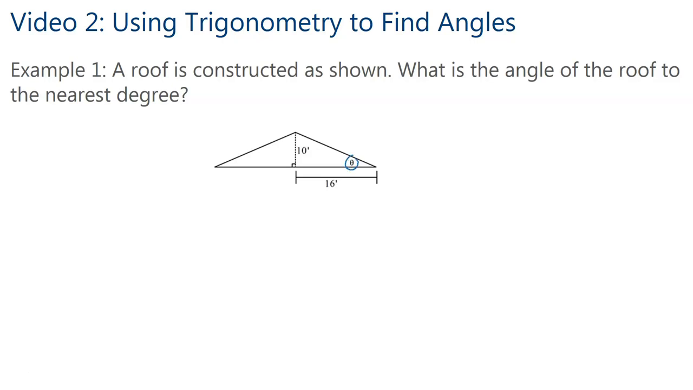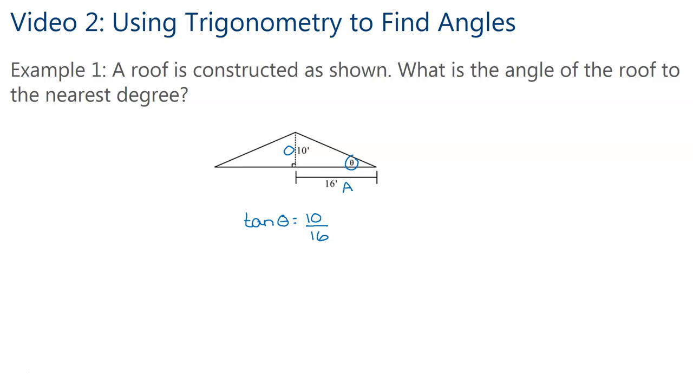So here's the angle I'm looking for. So I'll start by labeling my sides. 10 is across from the angle. This means it's opposite. And 16 is the adjacent. So opposite and adjacent means I use tan. So I'll set up my tan ratio. Tan of angle theta equals the opposite side divided by the adjacent side.